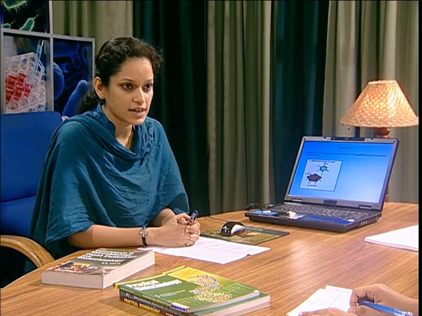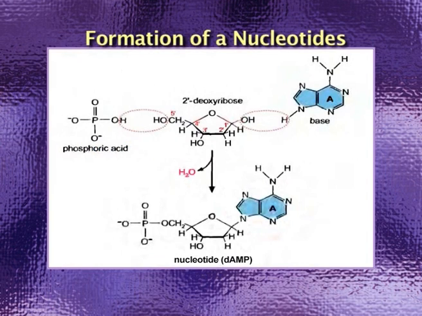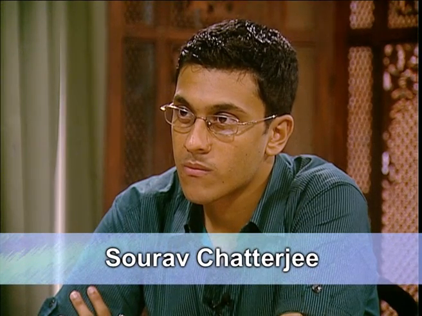Now, since there are four different types of bases found in DNA, there can be four different types of nucleosides. They are deoxyadenosine, deoxycytidine, deoxythymidine and deoxyguanosine. Accordingly, nucleotides are phosphorylated derivatives of nucleosides. When a phosphate group is added to the C5' carbon atom of a nucleoside, it becomes a nucleotide. So, we can say that a nucleotide is a 5' phosphorylated derivative of a nucleoside.